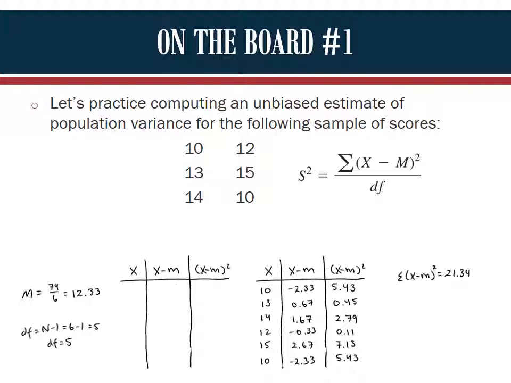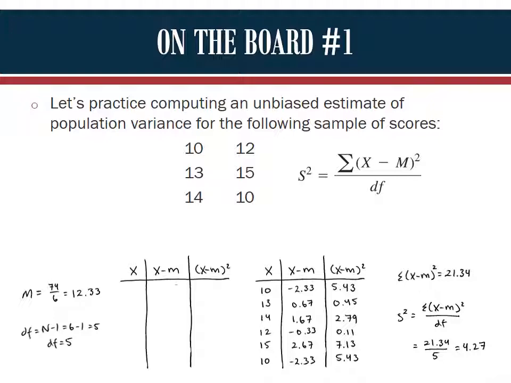Your S squared equation there is going to be the sum of x minus m squared divided by df. So it's going to be 21.34 divided by 5, because 21.34, that's our sum of squared deviations. 5 is our degrees of freedom, and ultimately that gives us 4.27. So for this on the board example, when we're computing an unbiased estimate of population variance for this sample of scores, our unbiased estimate, or S squared, is equal to 4.27.